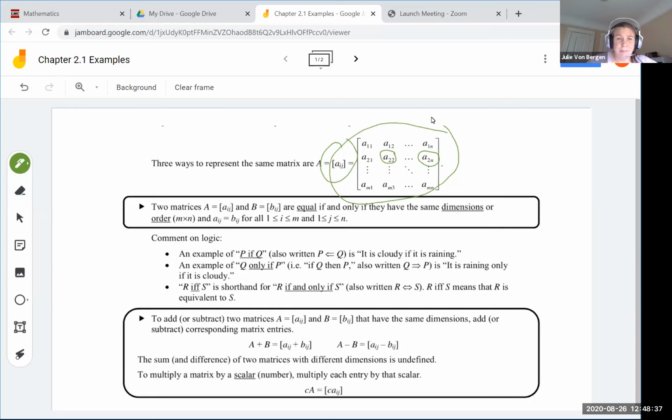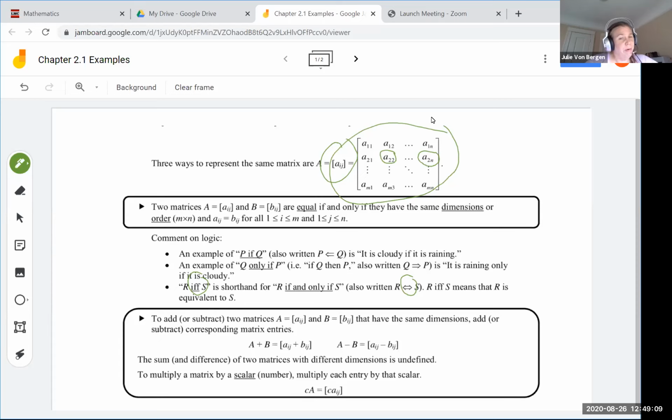We can think about an example of that as saying it is raining only if it is cloudy. And then the third kind of logic term that we use very often in math is this if and only if statement. Sometimes for short, we say IFF, like right here. So if we say R if and only if S, that's shorthand for saying R if S and R only if S is true. And since they both depend on each other, we write it with this arrow going two directions. So that means that R is equivalent to S. Like if one is true, then the other must also be true.